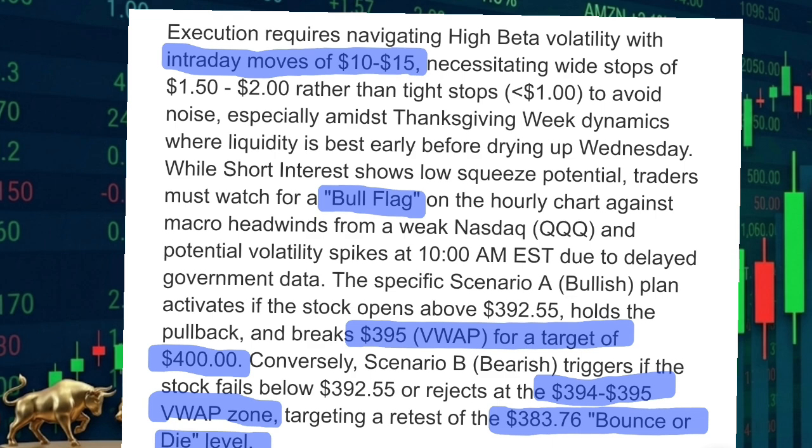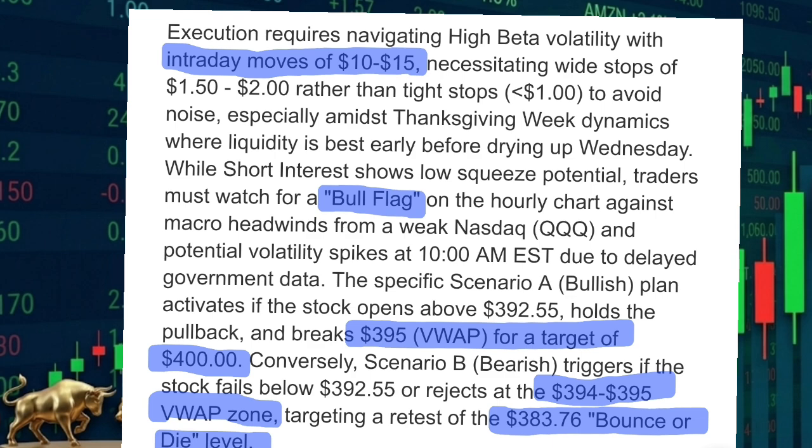So the improvement is to build a conditional layer into the execution plan itself, one that ties that macro context directly to your targets or your risk profile. You could define a specific check. For instance, if the NASDAQ is still showing weakness after the open, that aggressive bullish target of $400 in scenario A gets pulled back. It gets immediately scaled back to something more conservative, like the R1 resistance at $398. It becomes an automatic rule. And that makes the whole plan more dynamic. I like that. All right, let's move to the last point.